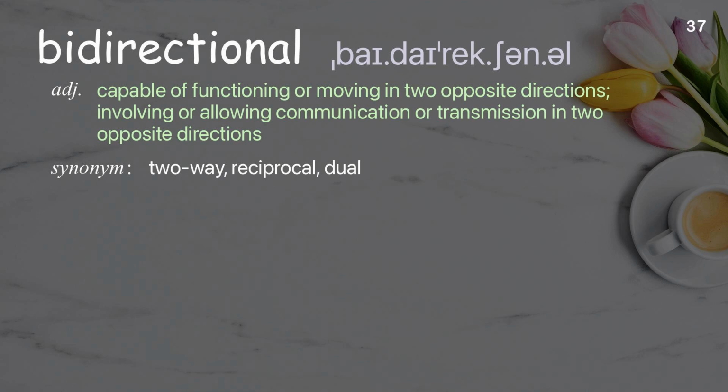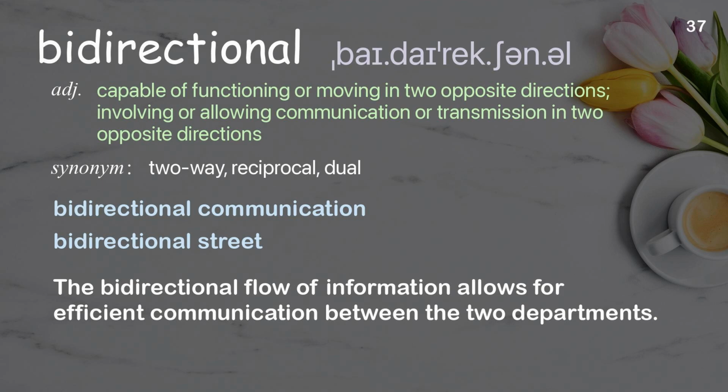Bidirectional. Capable of functioning or moving in two opposite directions, involving or allowing communication or transmission in two opposite directions. Examples: Bidirectional communication. Bidirectional street. The bidirectional flow of information allows for efficient communication between the two departments.